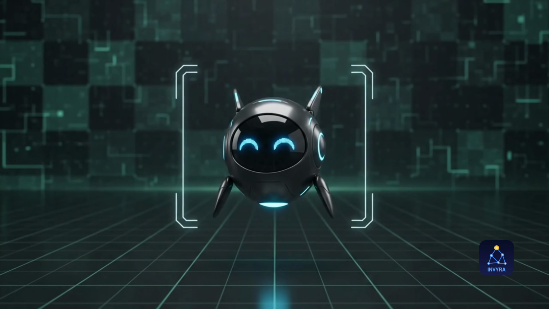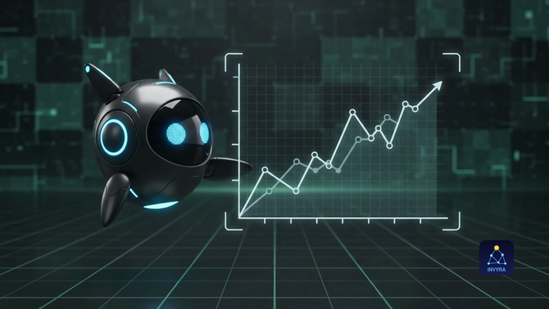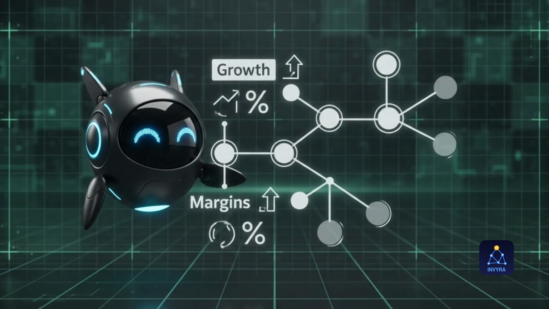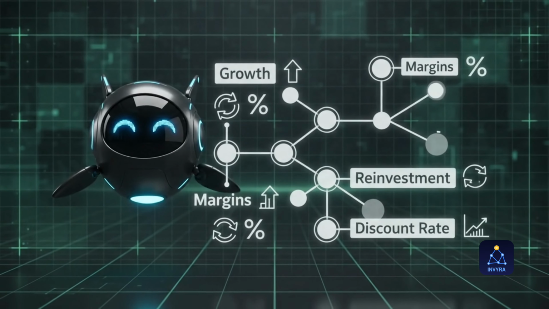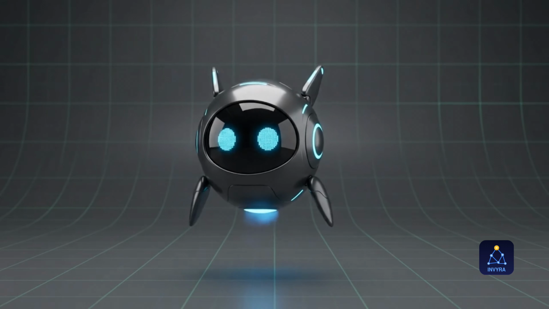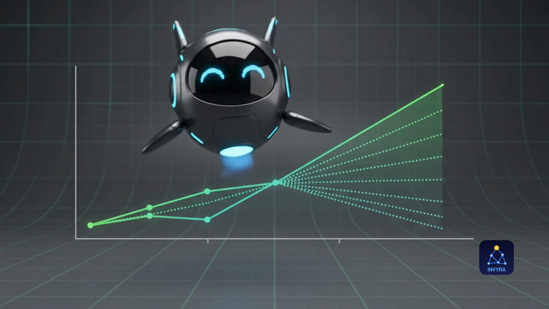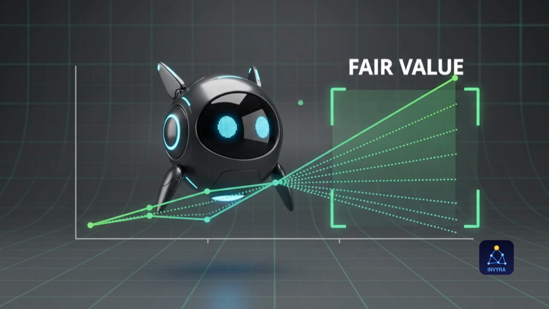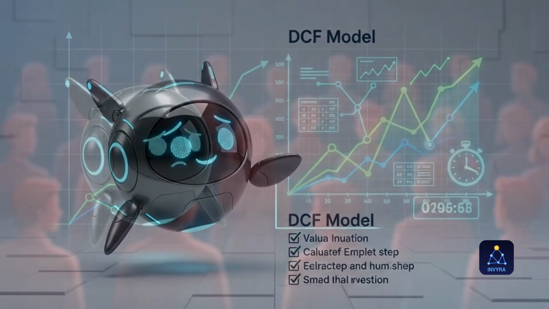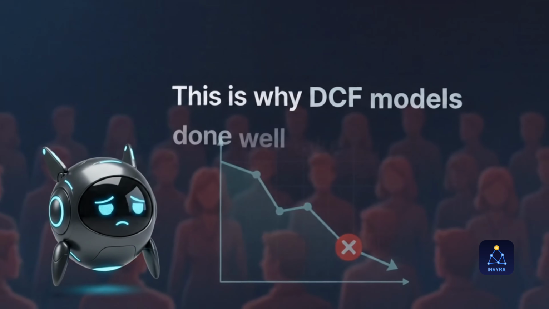But here's the barrier. To run a proper DCF on a business this complex, you need to make multiple assumptions across growth, margins, reinvestment, and discount rate. Each input has a wide range of plausible values. Small changes in long-term growth assumptions can materially change fair value. This is why DCF models done well take hours, and it's why most individual investors don't do them.